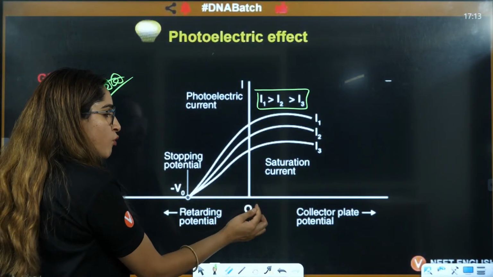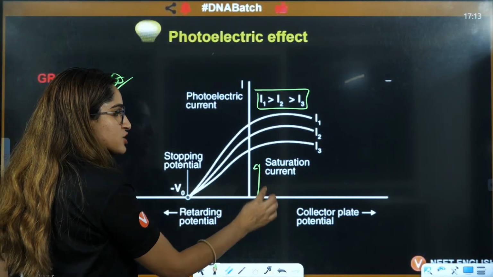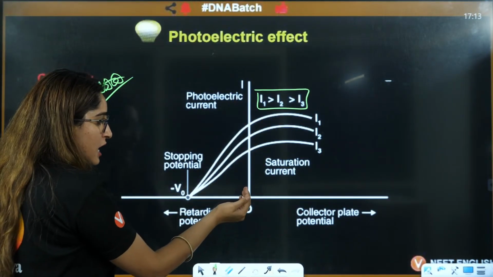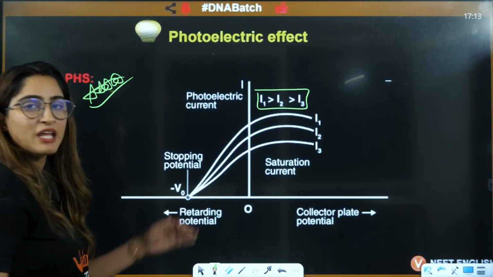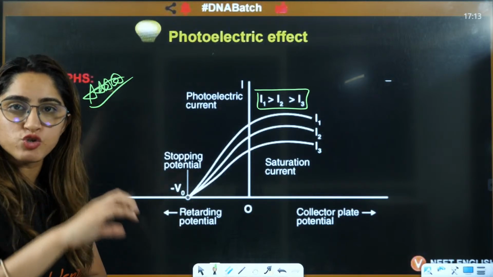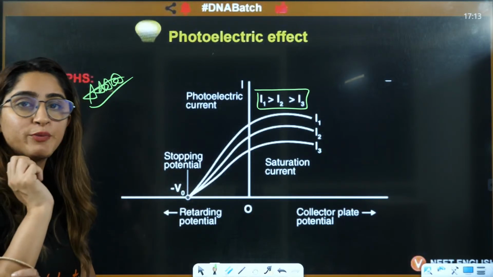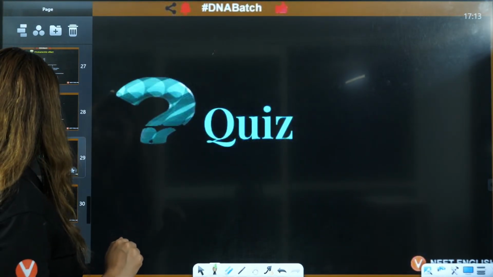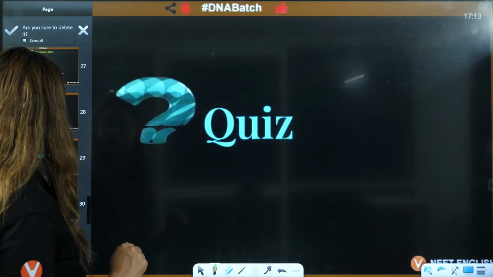So when you are increasing the potential, that current will first increase, then it will decrease. When you're moving towards the stopping potential, obviously the electrons will stop. That's why the current will decrease here, right? Okay, so I think that's it.